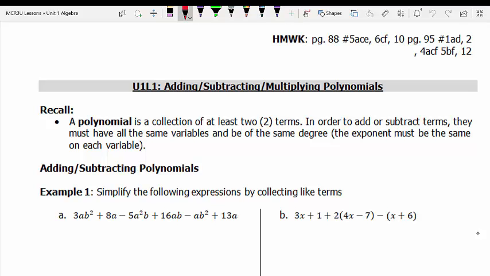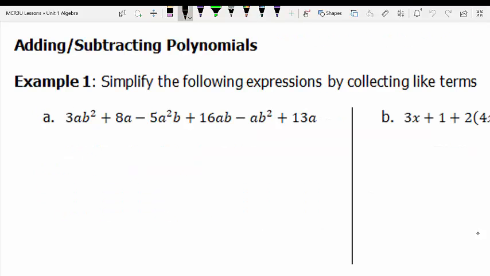So you could add or subtract a squared with 2a squared, but you could not add or subtract a squared with 2a cubed. Okay, we'll review all this now, but keep in mind this is a review of what you learned in grade 10. Okay, so example 1, let's simplify this polynomial.